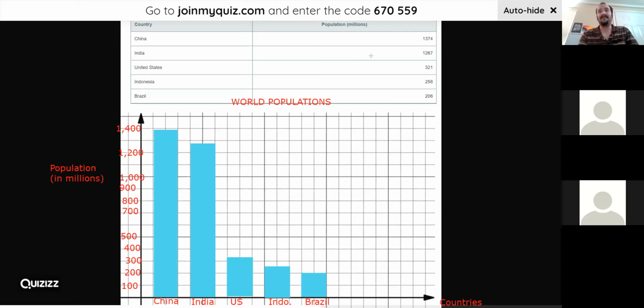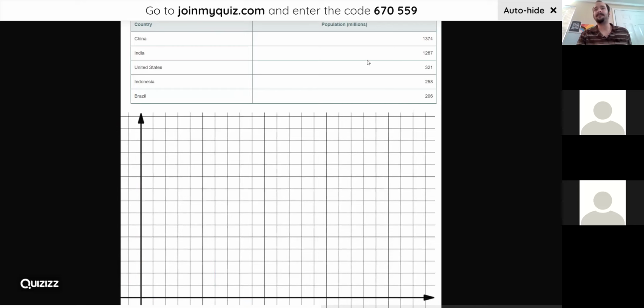I'm pretty sure we do some, and if we don't do them here, we do them in the quiz. So definitely got to know how to do bar charts, definitely got to know how to do histograms, definitely got to know how to do these table things.